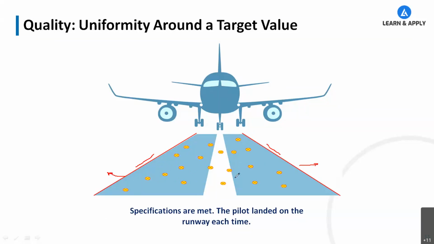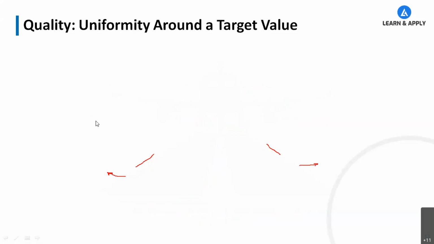You can see these dots. Every time the pilot is able to land within these lines, and the landing is perfect, because as we can see, all our readings are within the specification lines. So all specifications are met, and therefore we can say this is quality. Now we will see the second scenario.